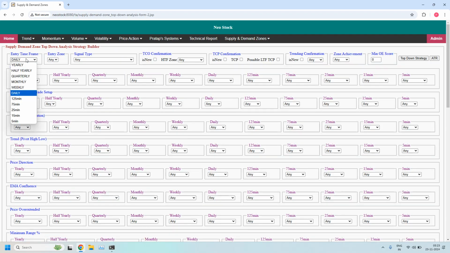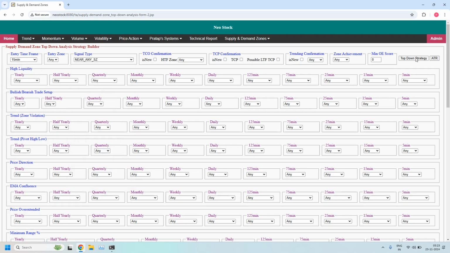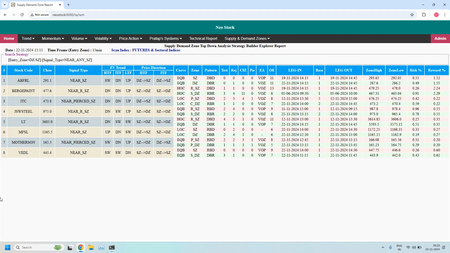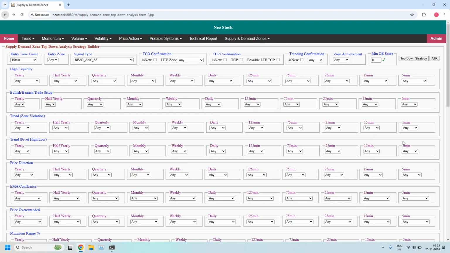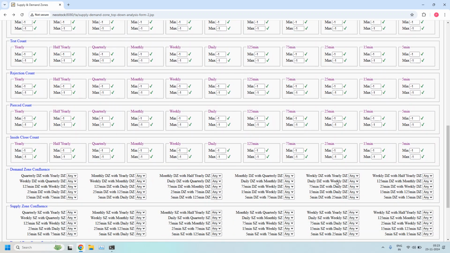Next, for 15 minutes time frame, stocks near 15 minutes supply zone, we got 8 stocks. Some of these zones are pierced supply zones. But anyway, out of these 8, how many are having ITF supply zone confluence? That is a 15 minute supply zone with 75 minute supply zone confluence.